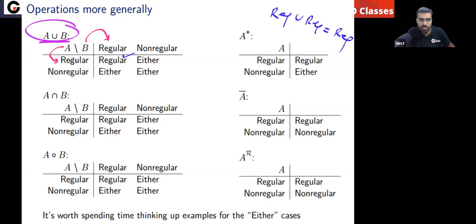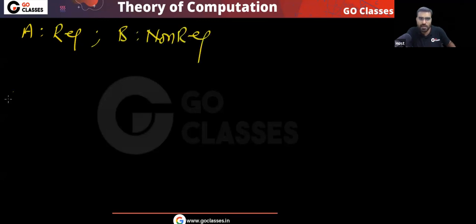Okay. What about this? If A is regular and B is non-regular, what can you say about A union B?